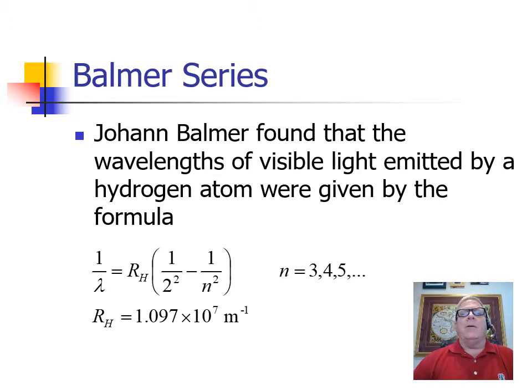Now you might be wondering, why did I write it 1 over 2 squared? Well, you'll see about that when we look at the other formulas here. But keep in mind, these were just experimental formulas. They didn't understand why light was emitted like this. They just figured out through very rigorous math that these formulas fit the colors of light emitted by hydrogen.